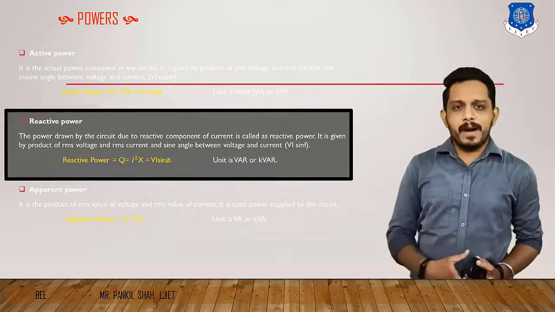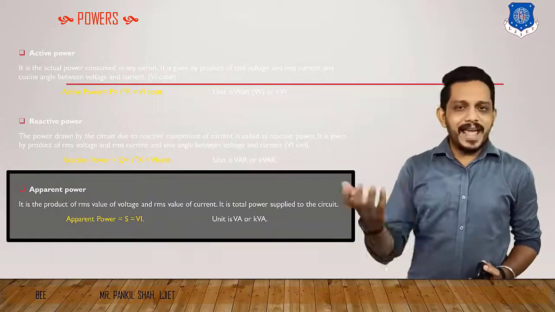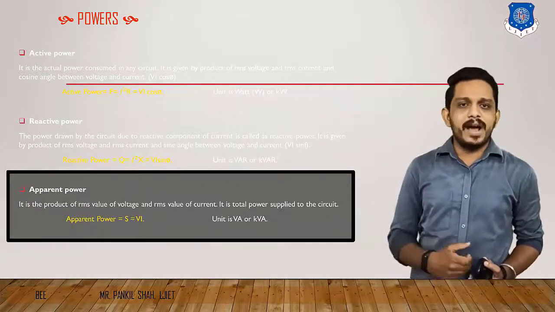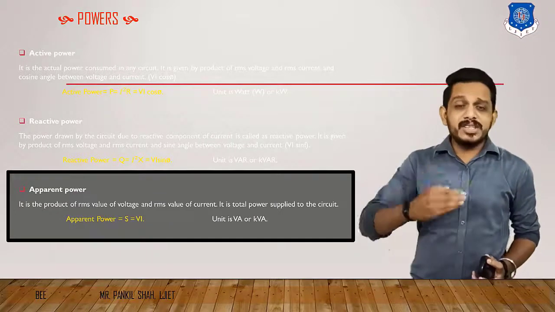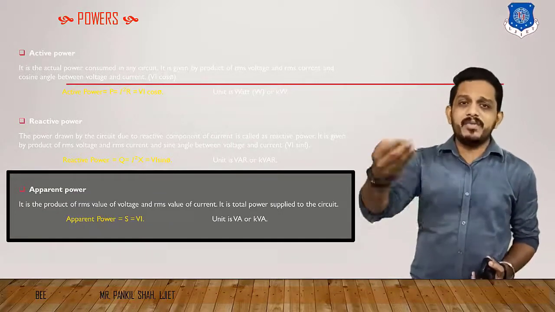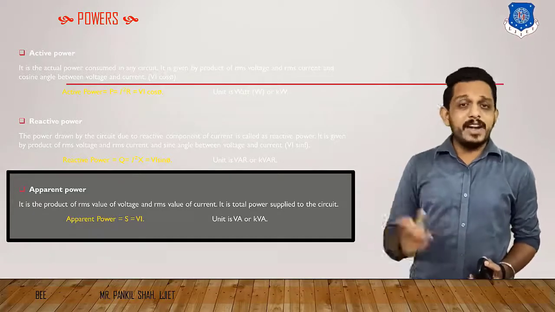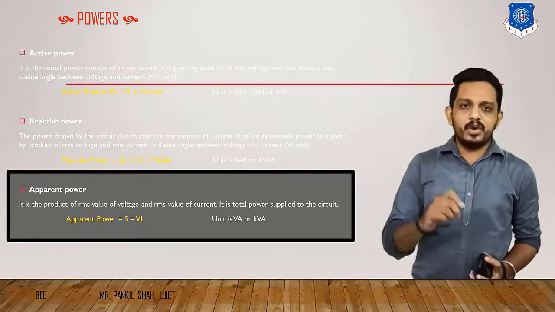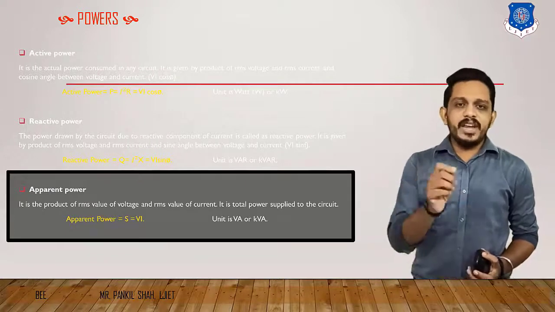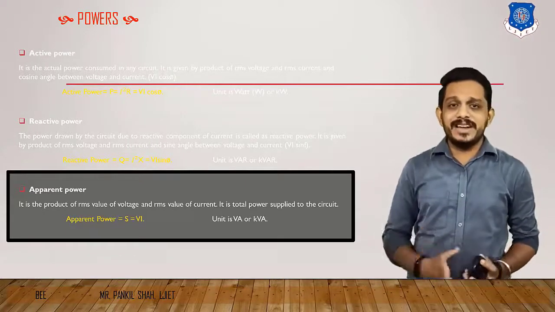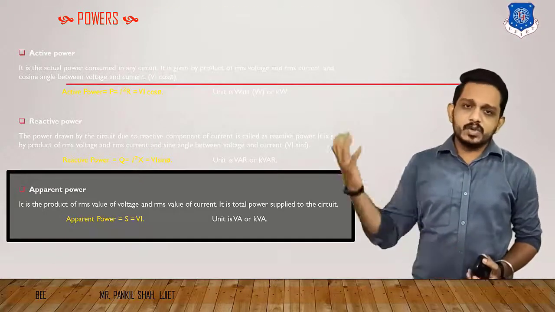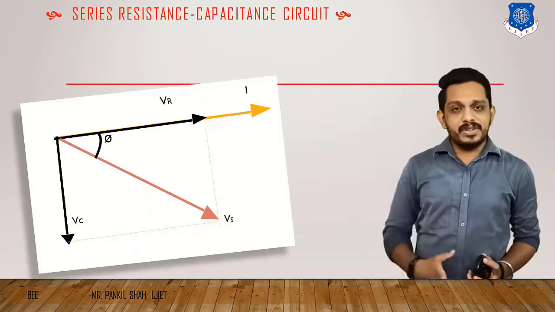Now, the total power. The total power in any circuit is given by the formula S equals VI. This is the total power actually given to that circuit. So S, our total apparent power, is equal to V into I, and its unit is VA, or sometimes it is measured in kVA. So this was all about the powers.